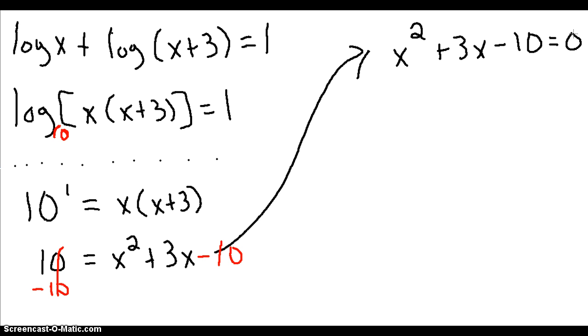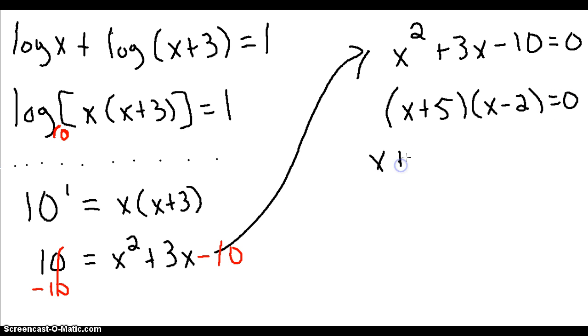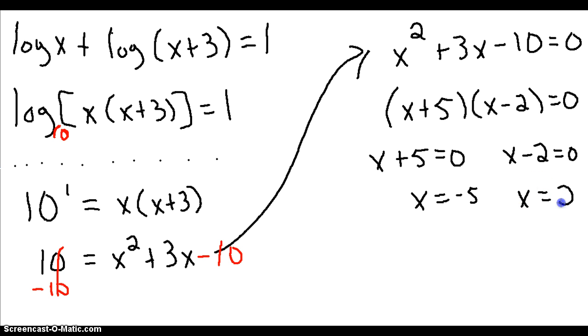So again, it's a quadratic equation. Let's try to solve it by factoring, which we can. X squared plus 3x minus 10 should factor into x plus 5 and x minus 2. Which means either x plus 5 equals 0 or x minus 2 equals 0. If you solve these simple equations, it appears that we have two solutions here: x equals negative 5 or x equals 2.